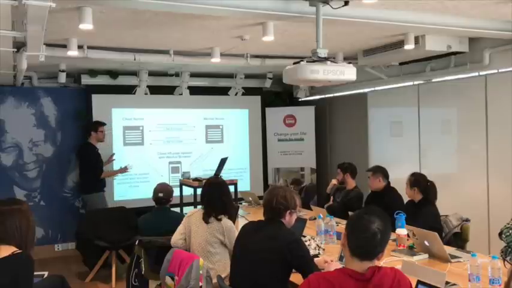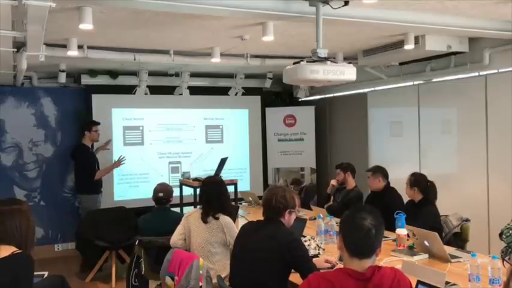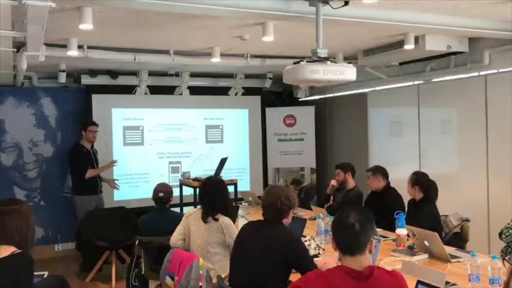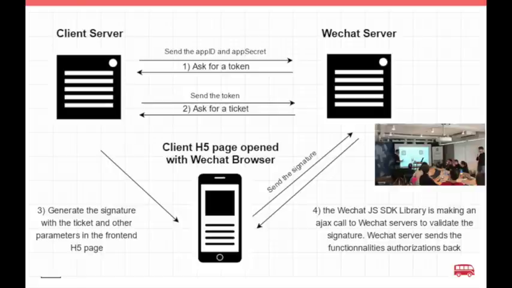So this schema is important because maybe it's one of the most complex security schemas on the WeChat API. If you master this one, you understand everything. The flow, quickly summed up, has 4 steps. First, you get a token. Once you get a token, then you get a ticket. Once you get a ticket, then you generate the signature with some information.